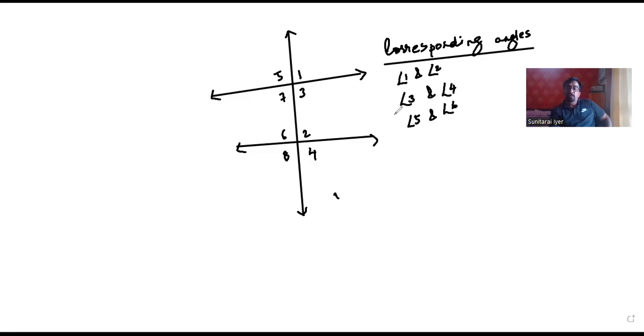7 and 8 are corresponding angles. Are you getting me, children? Please have a look here. Once again, I will show you. Everybody in the class is going to be attentive here. This is a transversal intersecting two coplanar lines. So what do you mean by corresponding angles? Just have a look at angle 1.